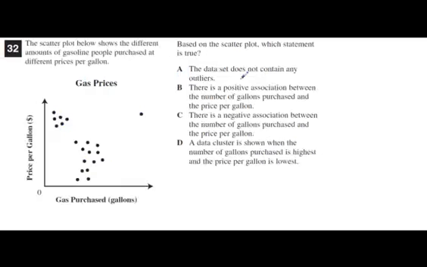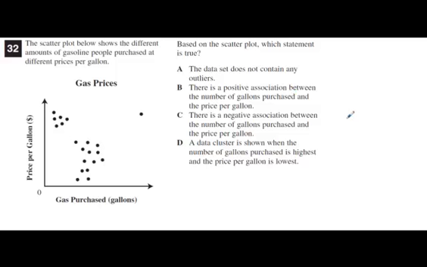Okay, 32. The scatter plot below shows the different amounts of gasoline people purchased at different prices per gallon. So here's our price, dollars, and here's our gallons. Okay, so you see that when they didn't buy very many gallons, the price was higher. When they bought more gallons, the price was lower.